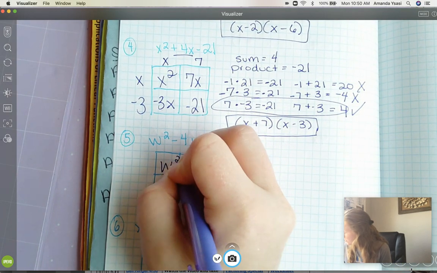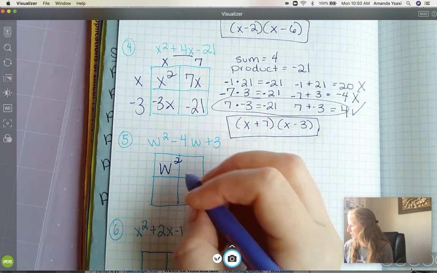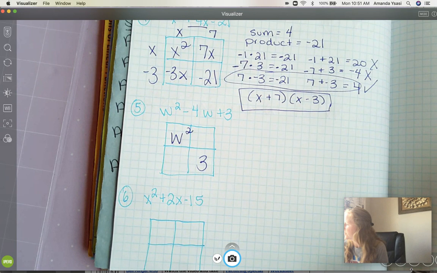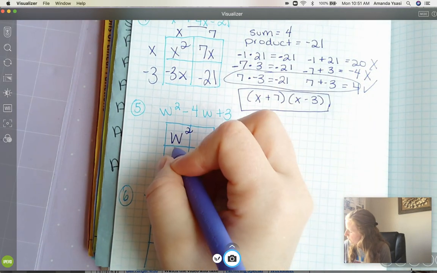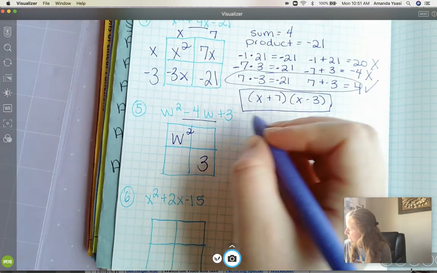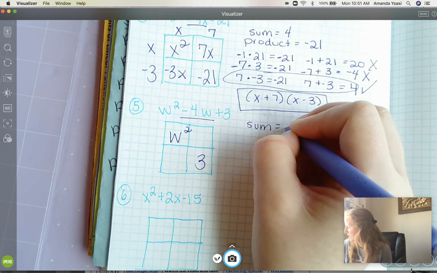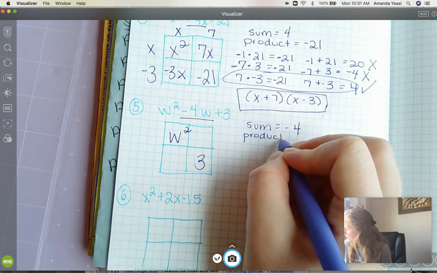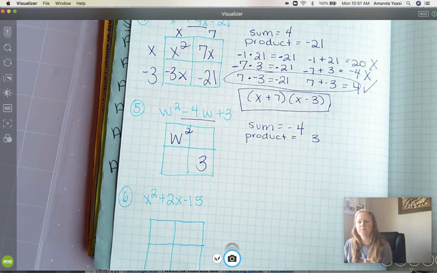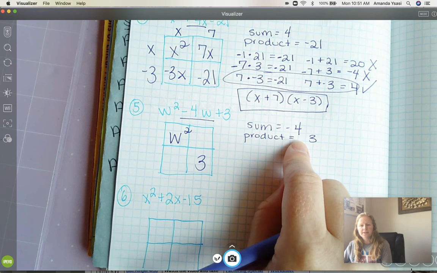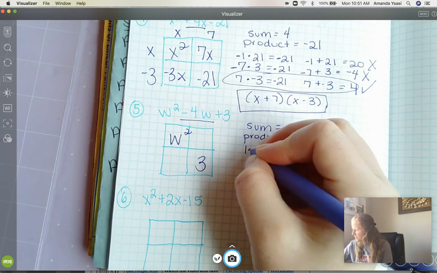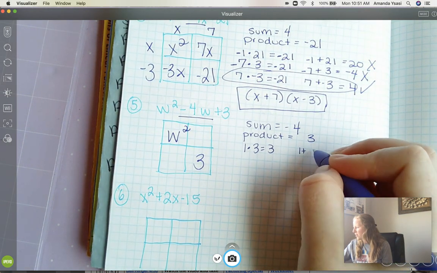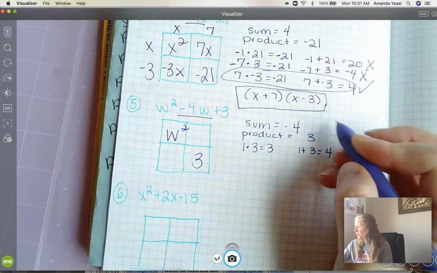Okay, so we have w squared minus 4w plus 3. So we have w squared here, we have 3 here. So let's look and see. We want a sum of the middle term, which is negative 4, and a product of 3. The only way to get a product of 3 is multiplying 1 times 3. So 1 times 3 gets 3. But 1 plus 3 gets positive 4, but we want it to be negative.